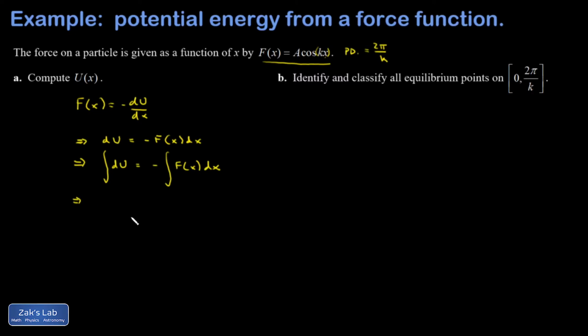Okay, finding antiderivatives on both sides, I have that u of x is the negative antiderivative of f of x, and that would be a negative a over k because of dealing with the chain rule backwards, sine kx plus an arbitrary constant. And this is a good reminder that potential energy functions come with that flexibility of an arbitrary constant.